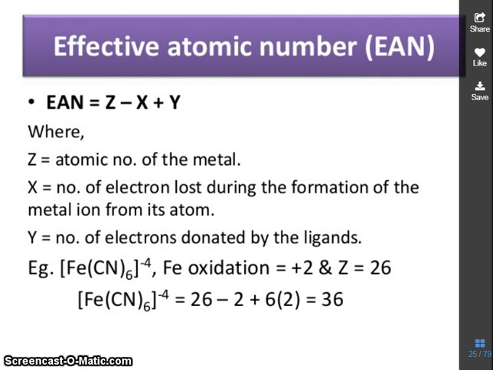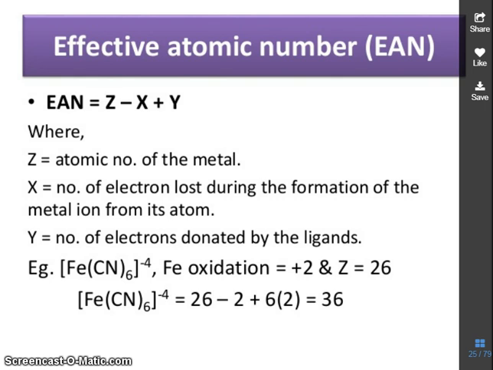Today, in this video, I am going to talk about effective atomic number, EAN: E for effective, A for atomic, N for number. So, Z minus X plus Y. Z is your atomic number, X is the number of electrons lost during the formation of the metal ion from its atom, and Y is the number of electrons donated by the ligands.